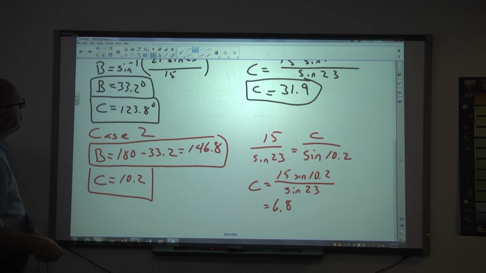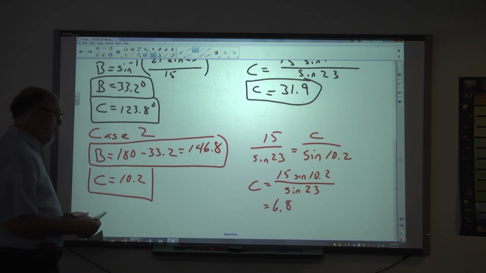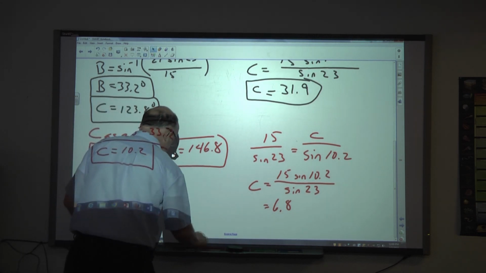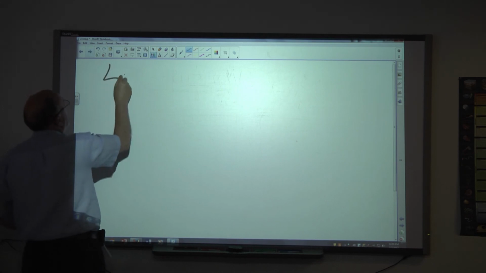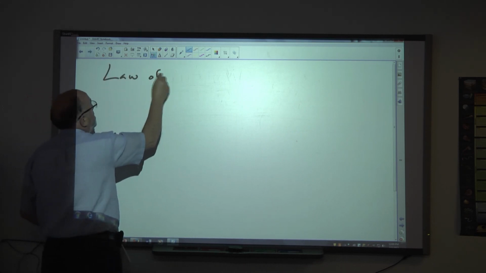So that is law of sines. Basically, in order to use law of sines, you have to have that angle-side pair. So you have to either know angle A and side A, angle B and side B, or angle C and side C. Well, then you get to the other law, which is the law of cosines.